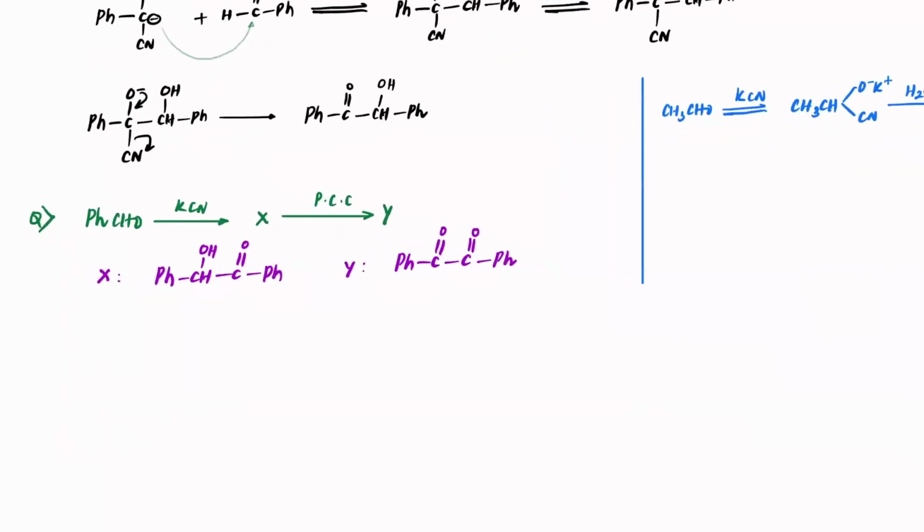Typically, how the questions are asked is: if benzaldehyde is treated with KCN, what is the product? If further oxidation, what is the product? So you can see first X is formed here, which is benzoin. And on further oxidation with PCC, you will get this as keto form.